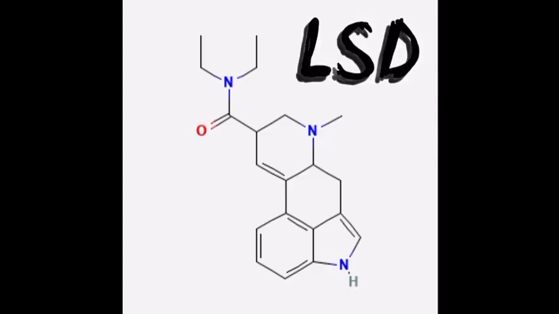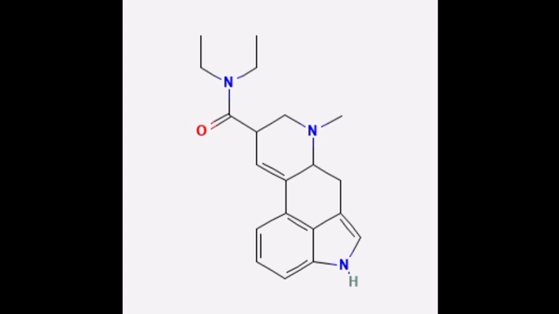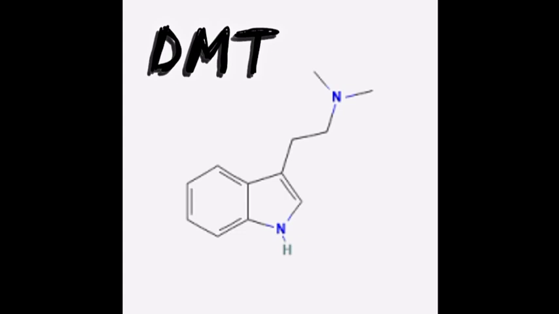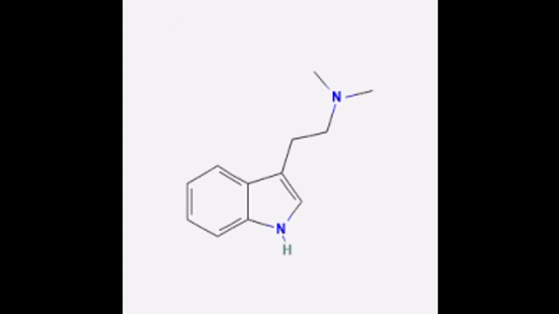So now let's get into a little bit of how LSD and DMT function. And come to find out, they function very similarly. Here is LSD. It's larger and more complex, but still has that indole ring and a similar nitrogen side chain for binding receptors that serotonin has. Now here is DMT. It has that indole ring and once again looks really similar to serotonin.